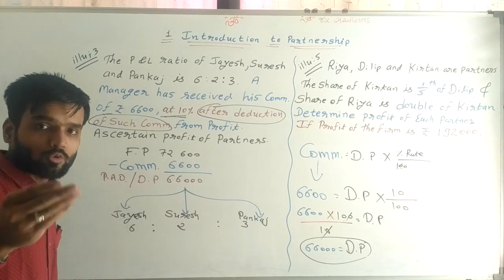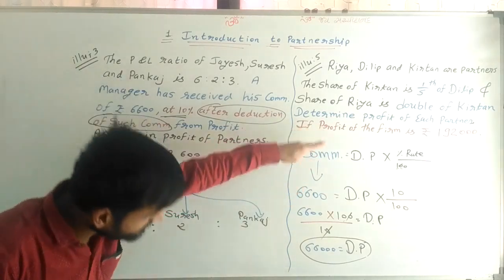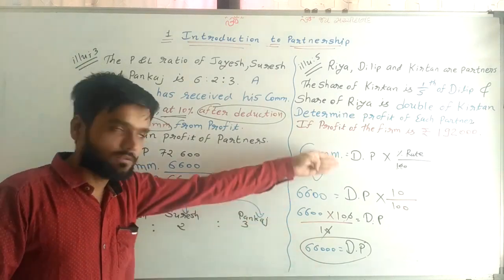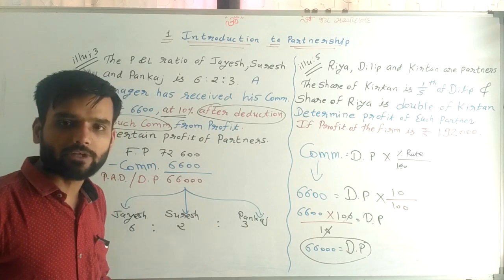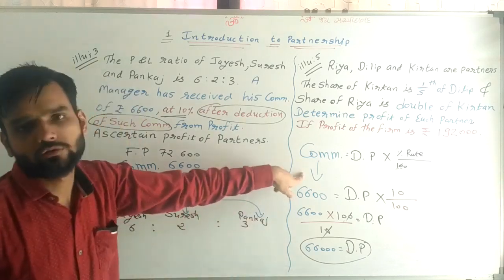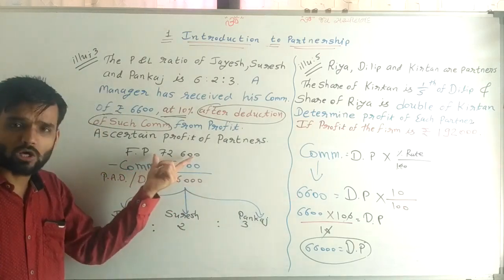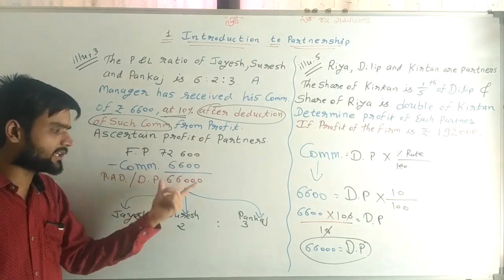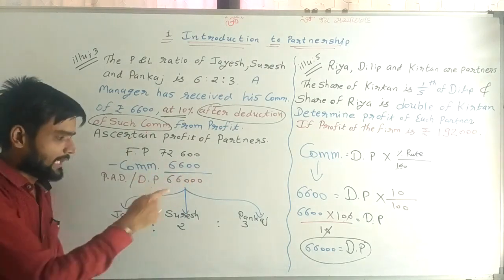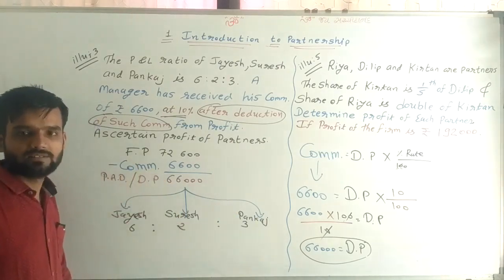Here also we can get the answer easily. But to explain the second formula to you, I have done this formula in this way. Solve this formula and get the divisible profit directly. That I want to show you, and that's why I solved it here. Otherwise 72,600 minus 6,600, you will get 66,000, the simplest one. Now this 66,000 we can distribute to the partners.